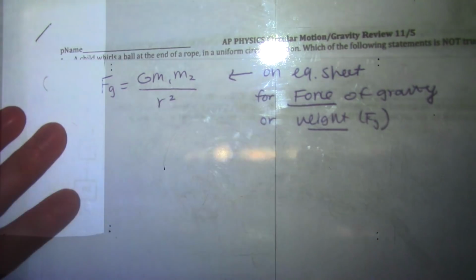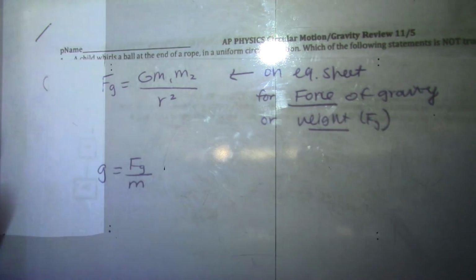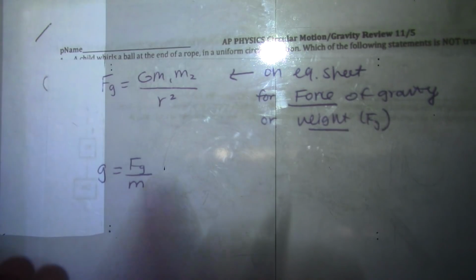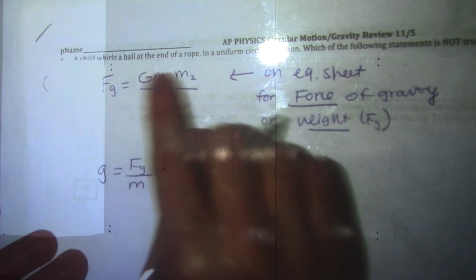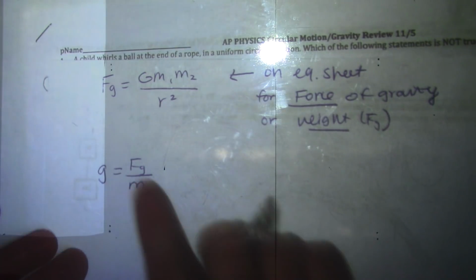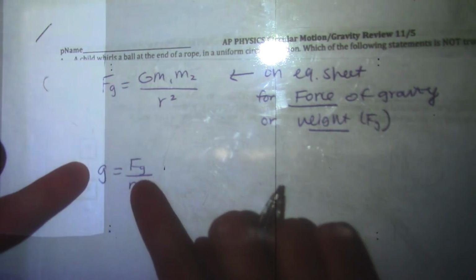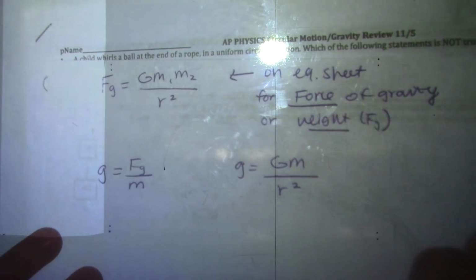The other thing is little g. On your equation sheet it says little g equals Fg over m. Now, using Fg over m isn't super helpful if you don't know what the Fg is, but we just said right here that Fg is G M1 M2 over R squared, so if little g is just this equation divided by m, that's just taking out one m. So then little g is G M over R squared.